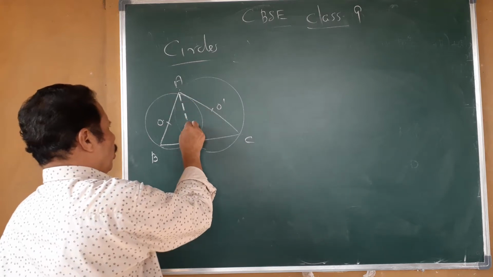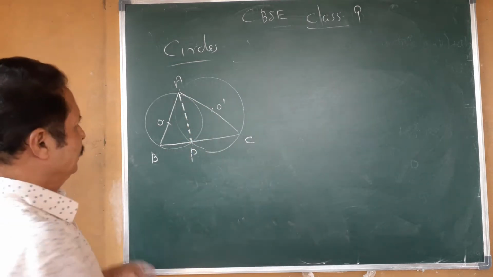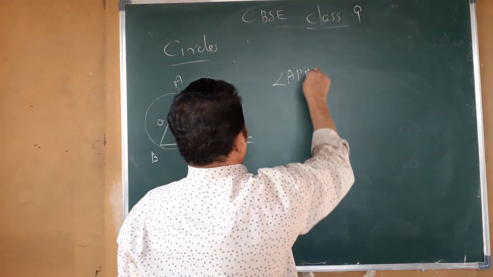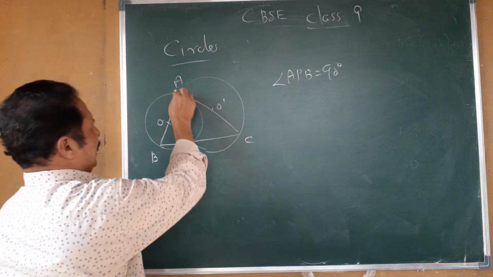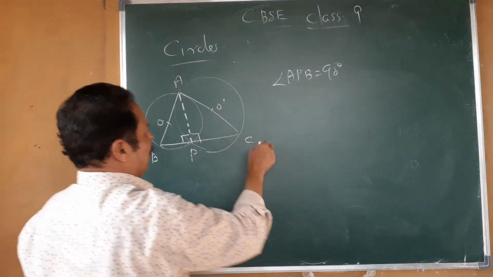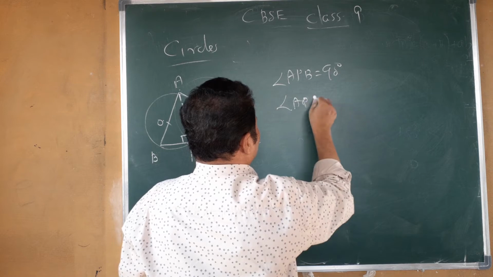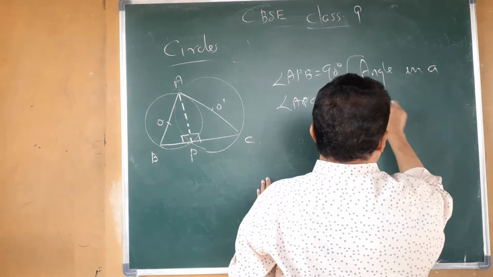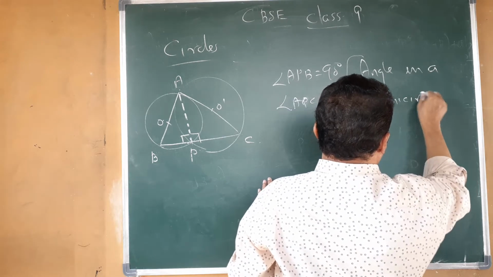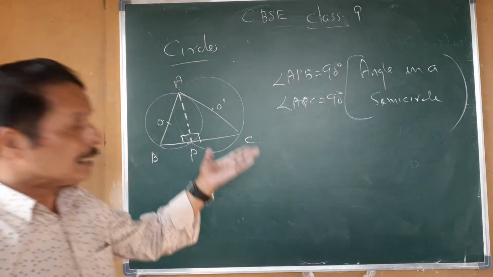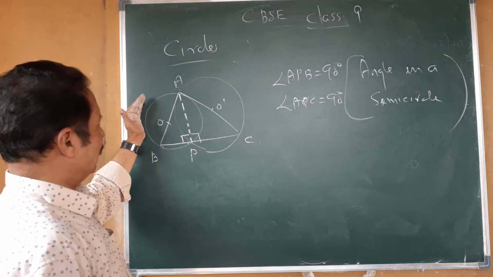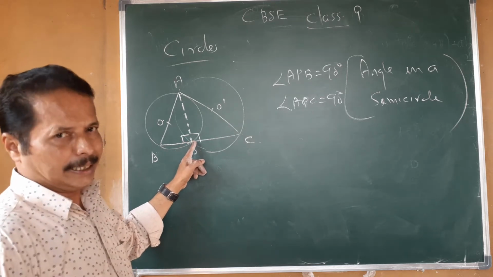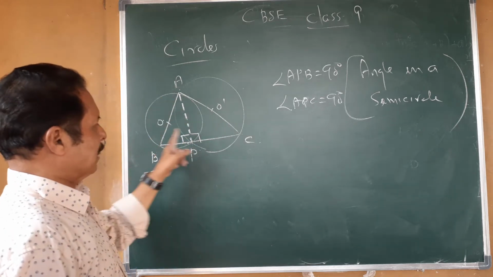Now draw AP, that means join AP. You know AB is the diameter, therefore angle APB equals 90. Similarly, AC is also a diameter, so angle APC is also 90. You studied that the angle in a semicircle is 90 degrees. This part is a semicircle, therefore this is 90 degrees. This part is a semicircle, this angle is 90 degrees.